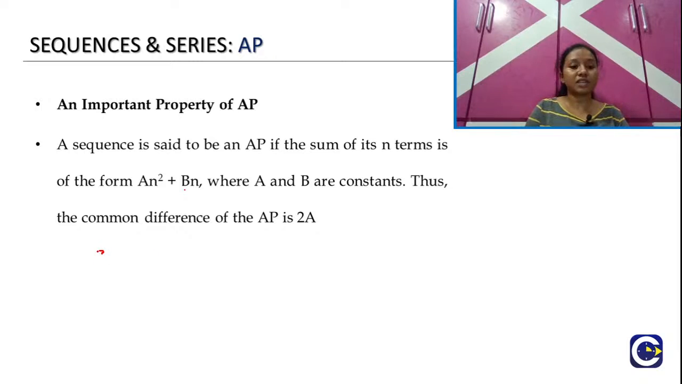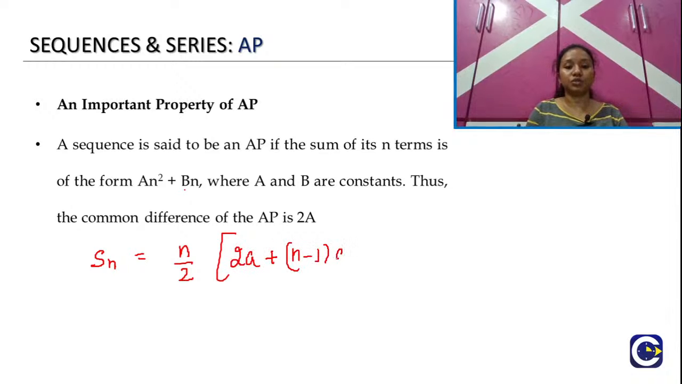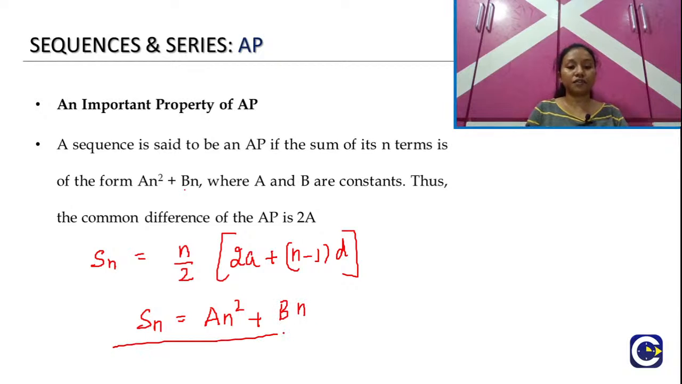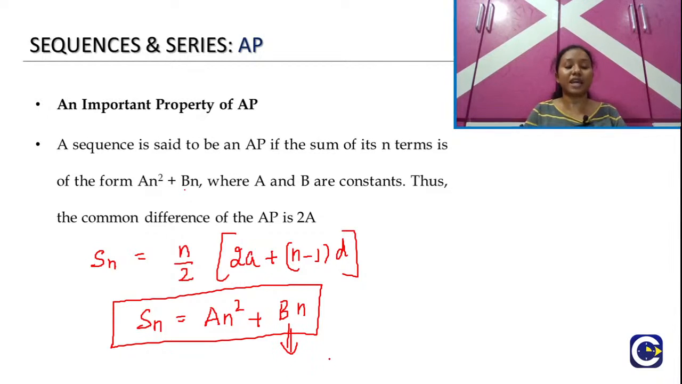Right. So, what is our sum of n terms? That is Sn equals n by 2 into 2a plus n minus 1 into d. So, this is our sum of n terms of an AP. So, this can be rewritten, Sn can be rewritten in terms of an square plus bn. So, if Sn can be represented in this manner of an square plus bn, then directly from this representation, you can state that the common difference here will be equal to 2 into this constant a.